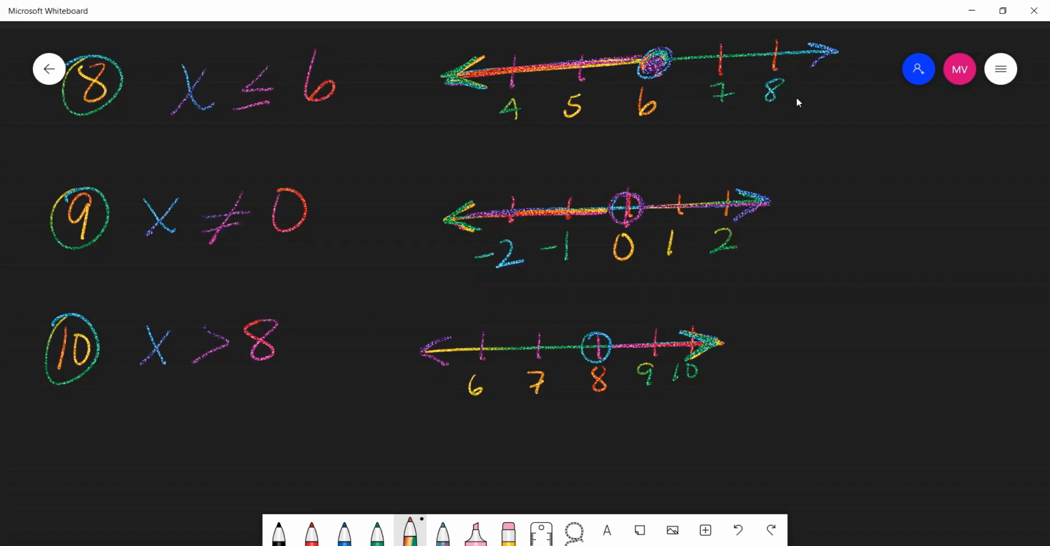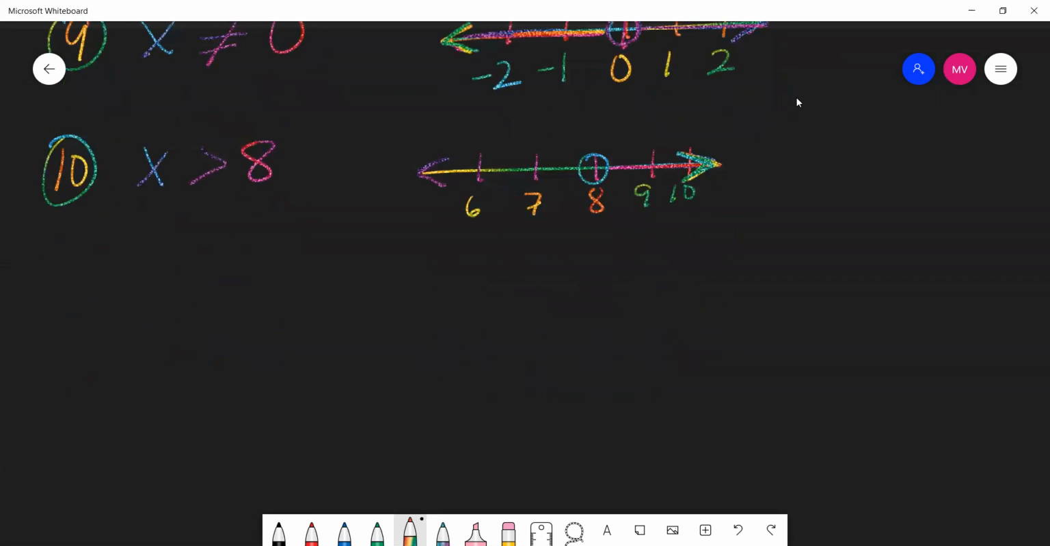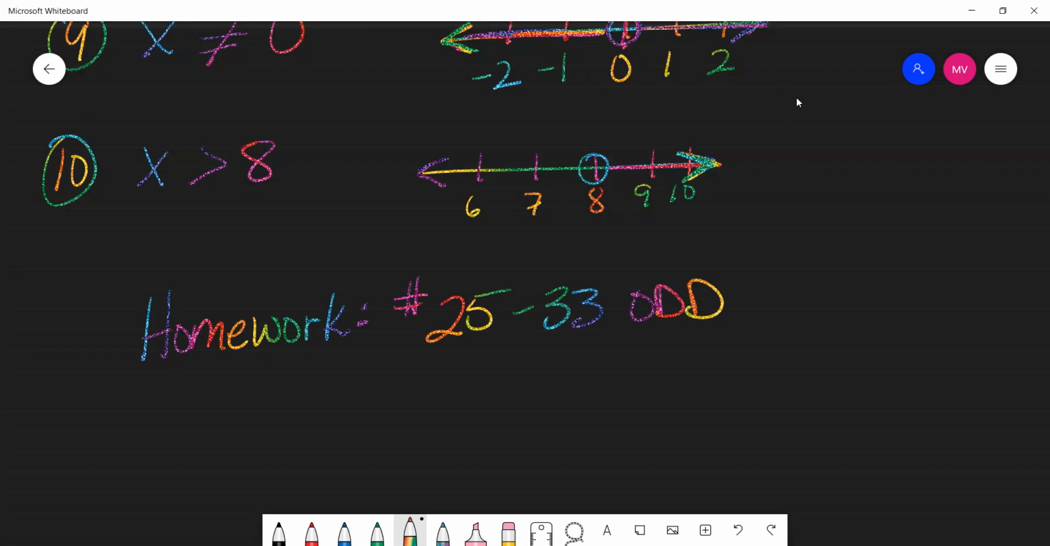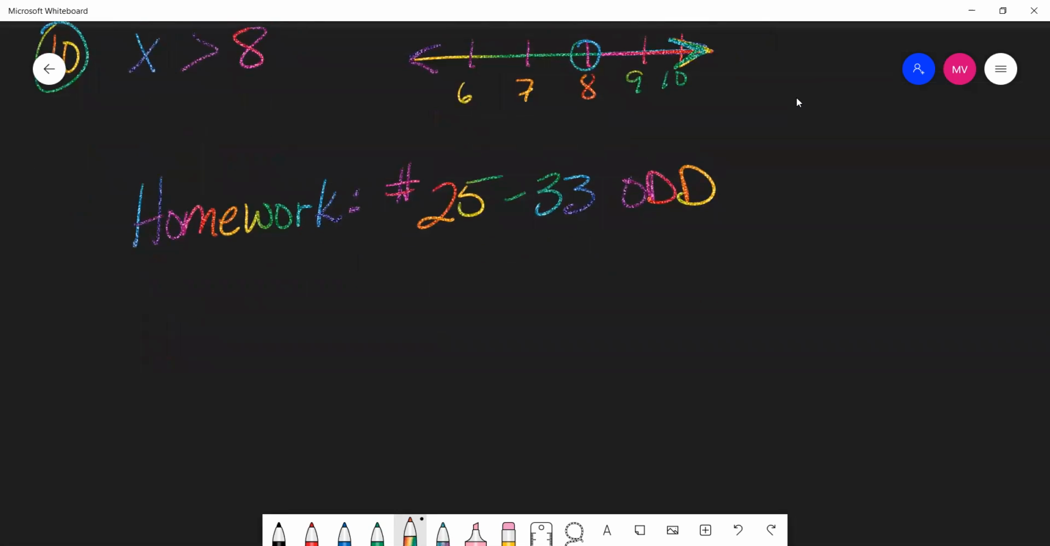Okay, so just a little extra. Let's jump back into the homework, which I believe I ended Friday with number 23. So I'm going to pick up on number 25. The homework assignment for this, which we were able to do in class on Monday, so you should be able to do it all at one time, is number 25 through 33 odd. Let me get on the right page here, and that is on page 147.